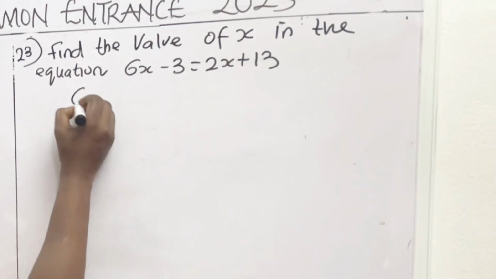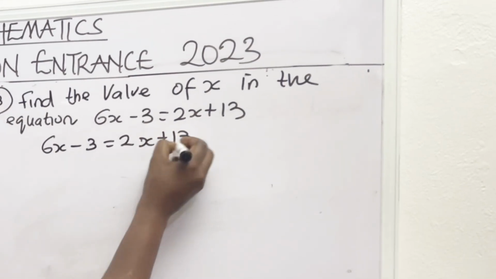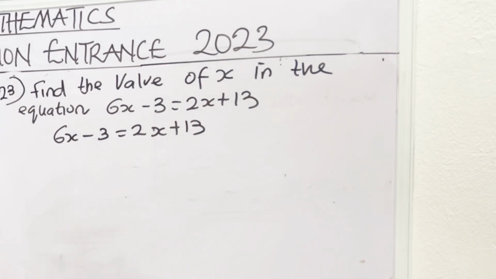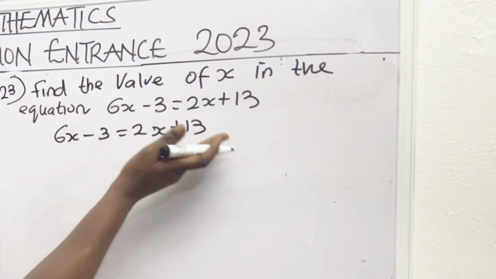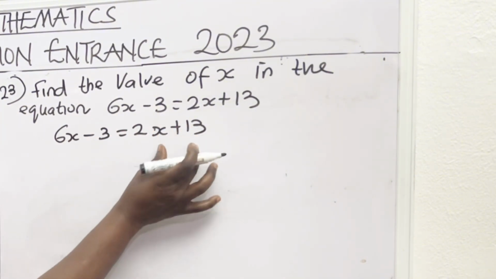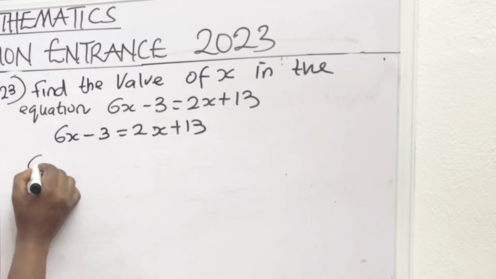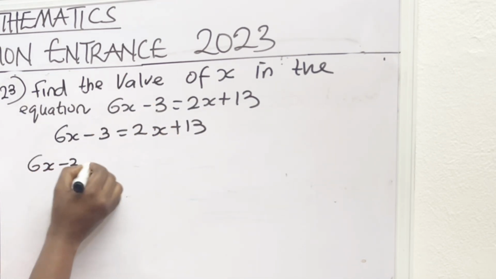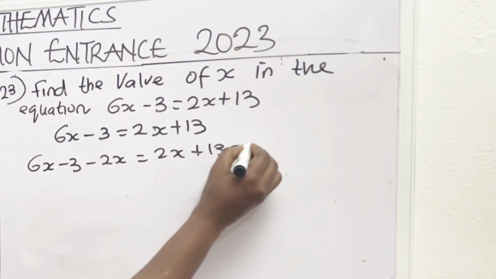Find the value of x in the equation 6x minus 3 equals 2x plus 13. Remember, you put all your unknown on the what? Left hand side. So you bring this here. Whatever you do to remove this is what you will do here. So we want to remove 2x from here. So you take away 2x from both sides. 6x minus 3 minus 2x equals 2x plus 13 minus 2x.